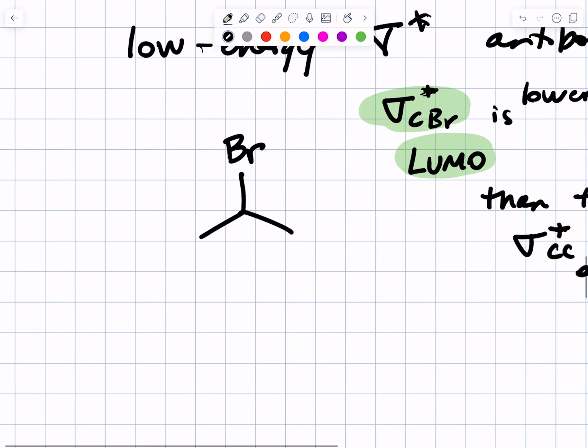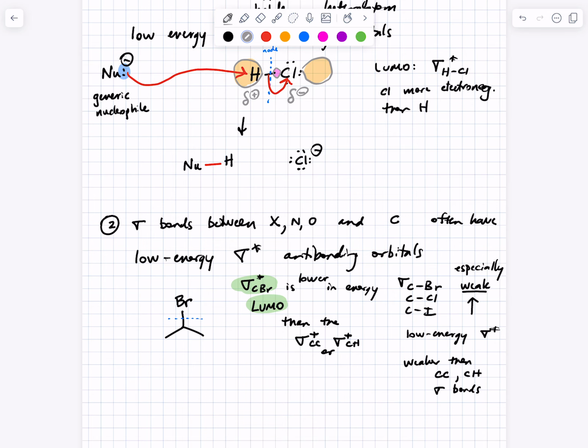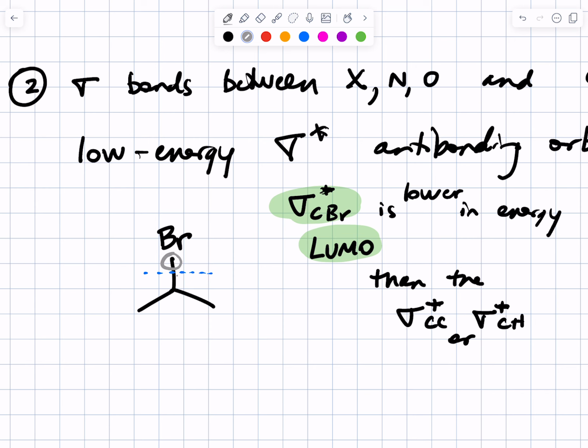You will see that an antibonding orbital between carbon and bromine looks a lot like an antibonding orbital between hydrogen and chloride. That is, on either side of this bond, you have tiny oppositely colored lobes that go through 0 in the middle. And then on the outside, on the carbon side and on the bromine side, you have larger lobes that are opposite in color, representing that there is a node at each of the nuclei. That's what a sigma star antibonding orbital looks like.